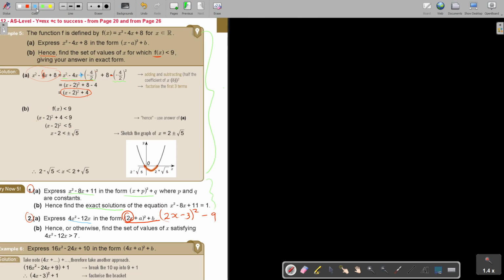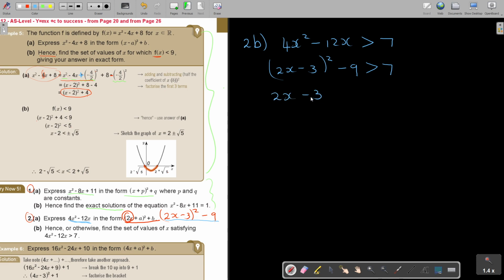Okay, let's start with number 2b. So they start by saying 4x squared minus 12x is bigger than 7. But do you see that that is exactly, and they use the word hence. So what they want me to do is substitute this, which I showed you there. So 2x minus 3 squared minus 9, because that is equal, and that's bigger than 7. So then it's 2x minus 3 squared minus 16, and that's bigger than 0.